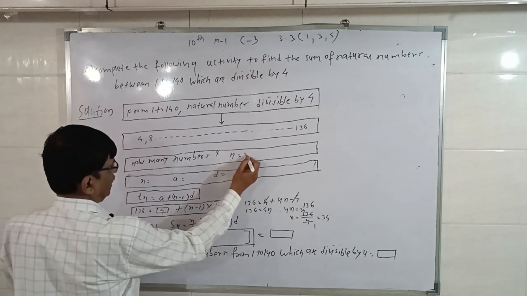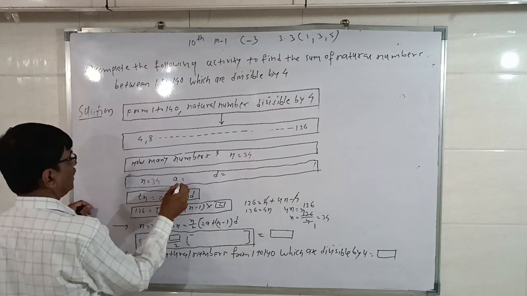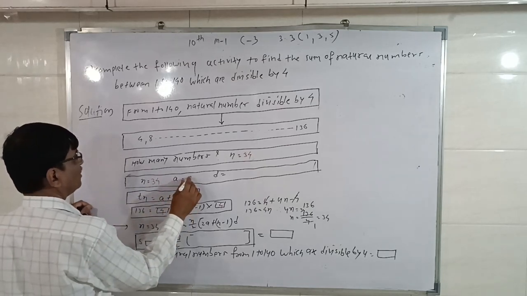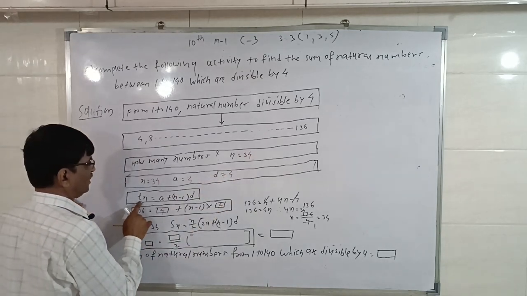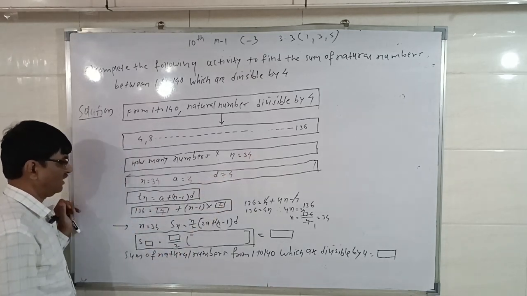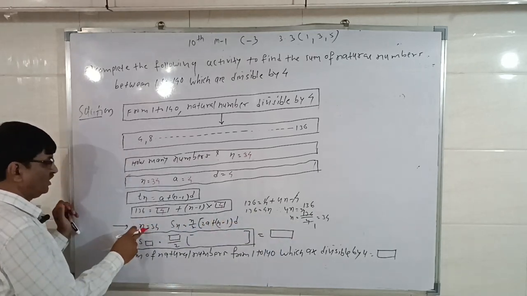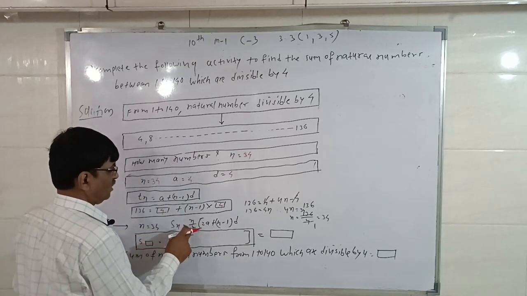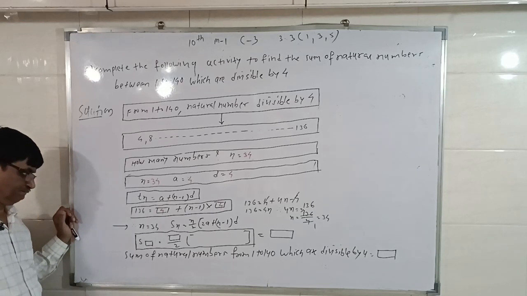We got n is equal to 34. What is a? Our a is 4. And d is 4. So by substituting in, n is equal to 34. So you know the formula: n upon 2 times (2a plus (n minus 1) d).